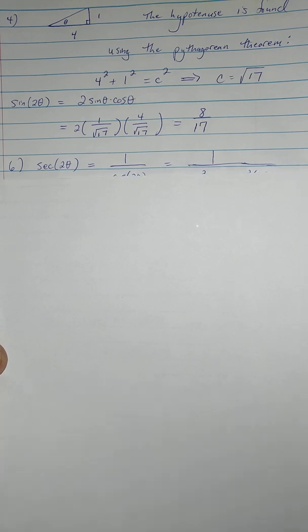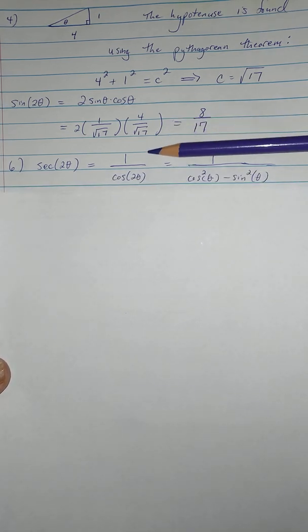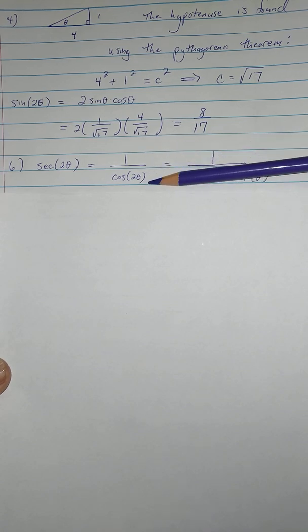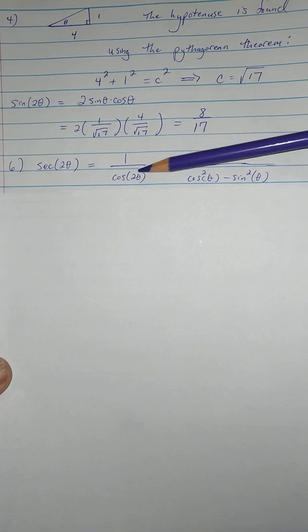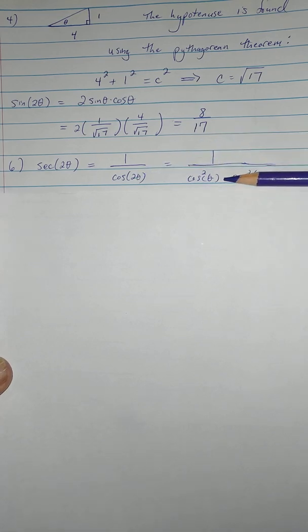Moving to problem 6. I think I might have misspoke on 4. I only did sine of 2 theta, so that might be all it asked me for. Number 6, secant of 2 theta. So secant is the reciprocal of cosine, so I rewrote it 1 over cosine of 2 theta. I'm going to use the identity that cosine 2 theta is equal to cosine squared theta minus sine squared theta, because I've already got all 3 sides of this triangle found.